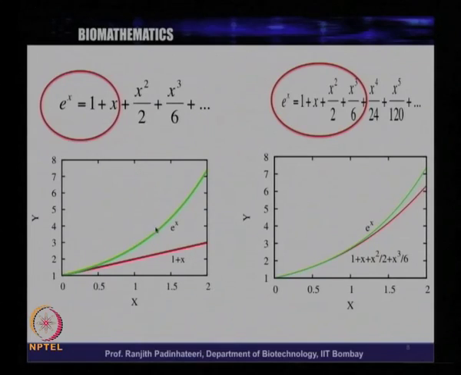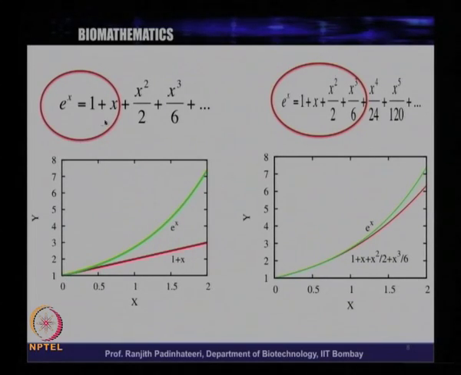So here again, 1 plus e power x is shown in green, and 1 plus x is shown as a red line. When the x value is very close to 0, these lines are the same. That means e power x is the same as 1 plus x when x is very close to 0.